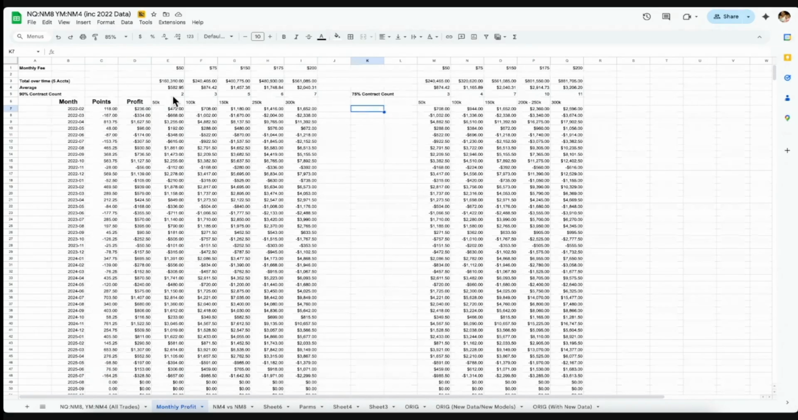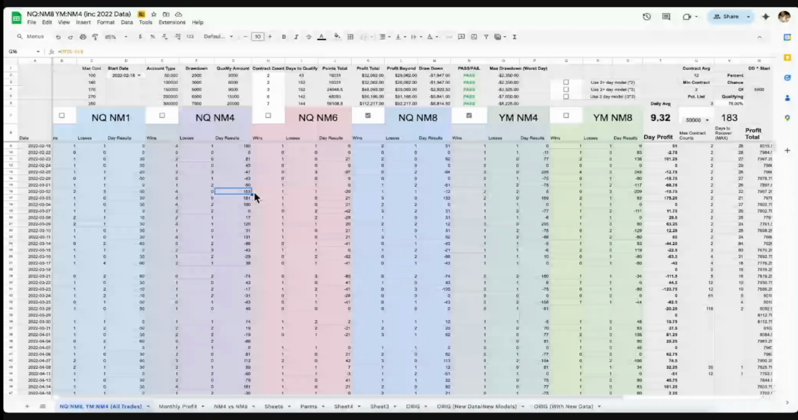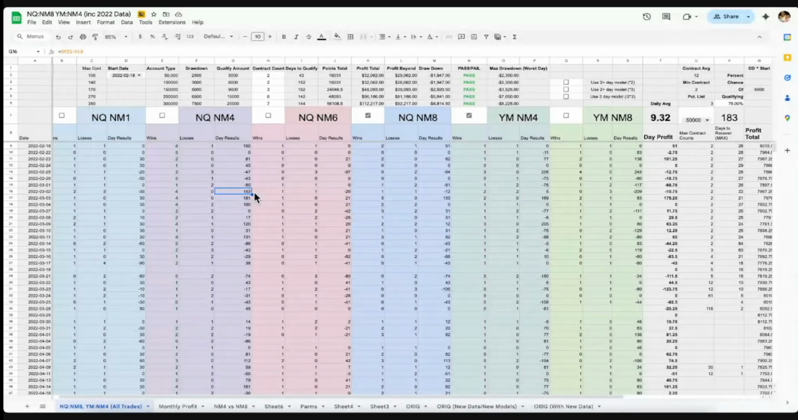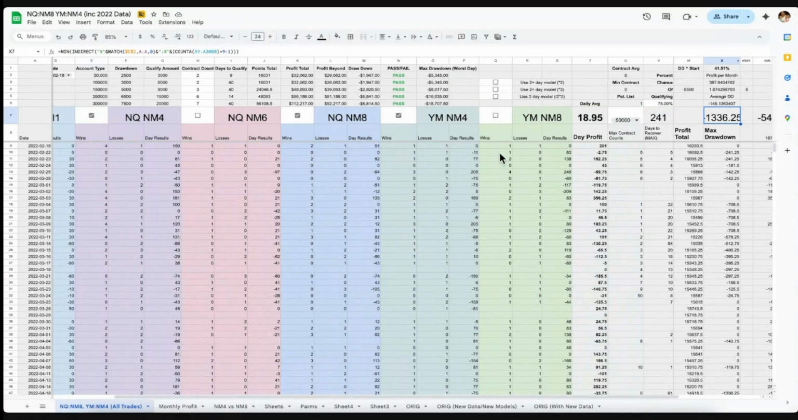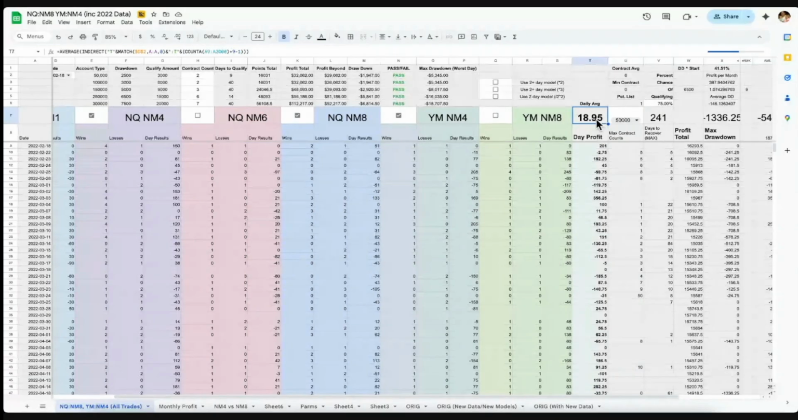Once you reach a certain threshold, and this is the key thing to keep in mind, once you reach a certain amount of drawdown, meaning let's say you had a $10,000 buffer, then there's no reason why you wouldn't just turn on the NM4 contract. Right now, with just these two, you have 9.32 points per day, a 587 point drawdown. If you turn on the NM4, obviously the numbers are going to change, but you double your average daily just by turning on NM4. Now, how much buffer do you need?